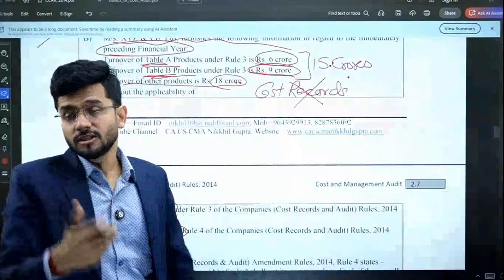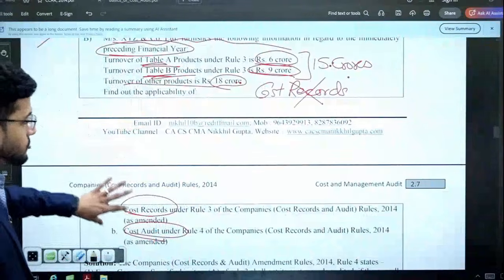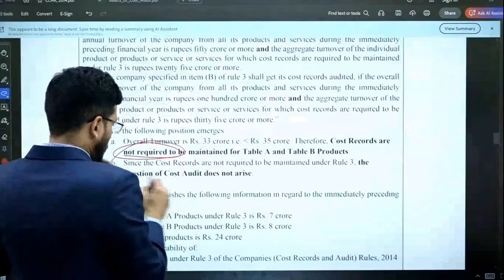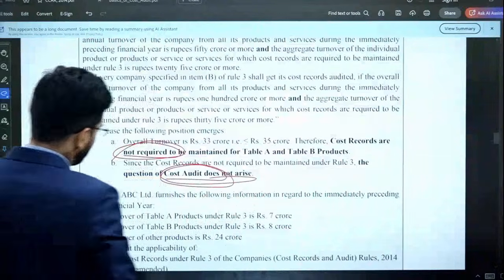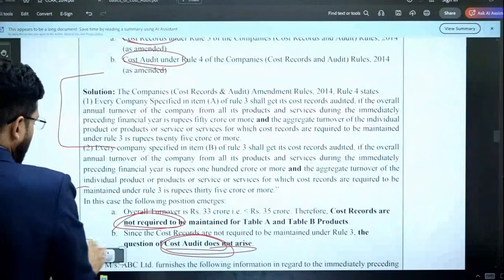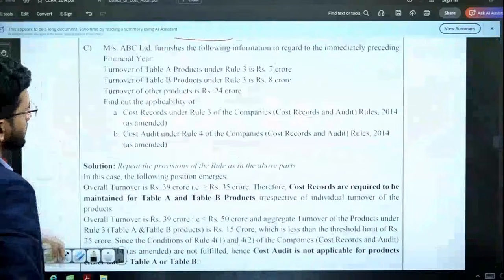Should we analyze cost audit? Answer is no. We should not analyze cost audit. We should just say that cost audit is also not applicable. So cost records are not applicable, and cost audit is also not applicable. Both are not applicable in this particular case. So guys, please see the presentation. The presentation will be the same: section, analysis and conclusion.